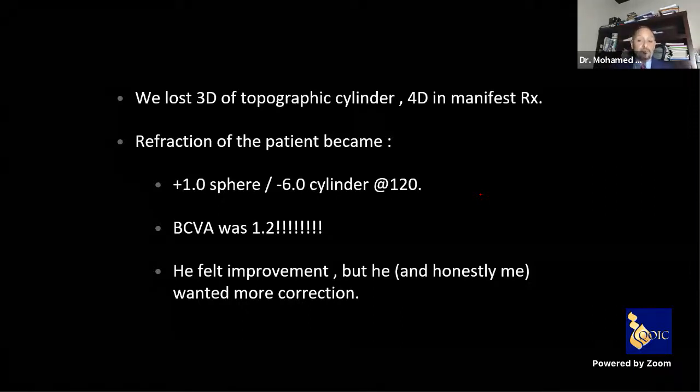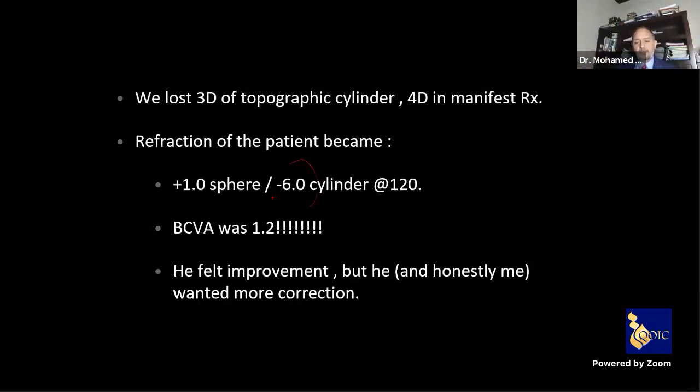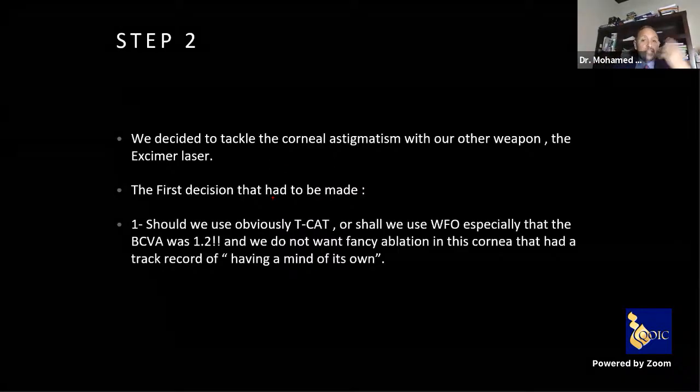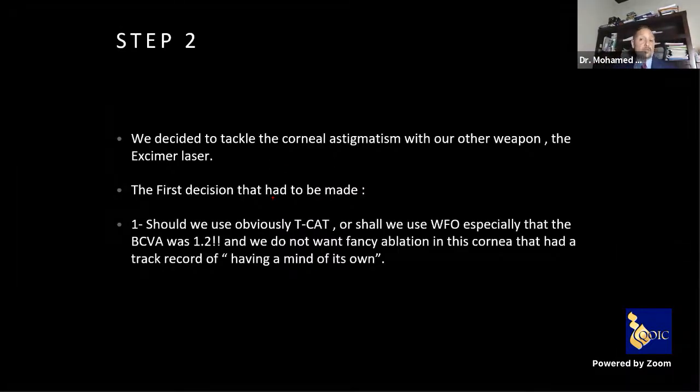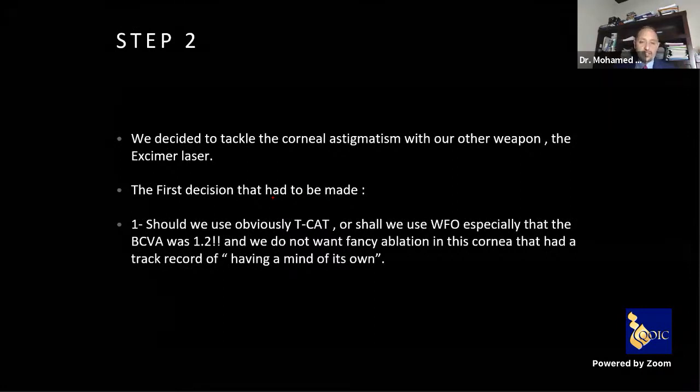Okay. He felt improvement, but he, and honestly me, wanted more correction. I was going to prescribe not 6, of course, but I was going to give him in the neighborhood of 4 diopters of astigmatism, and hope that he will see 0.7 for the rest of his life, and that's it. But I wanted more. So we decided to tackle the corneal astigmatism with the other weapon, which is the excimer laser, or the laser vision correction.